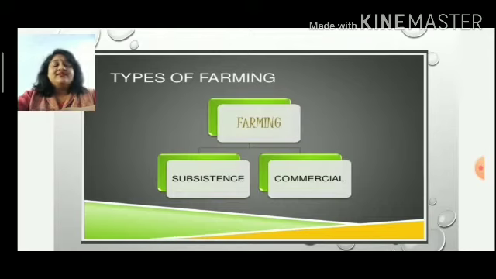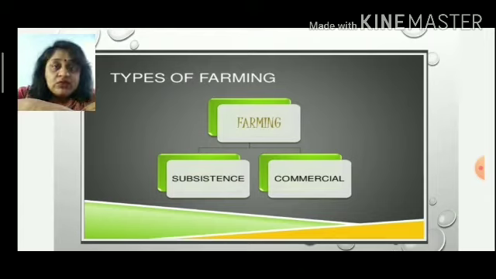Okay, the second part of this type is primitive subsistence farming. Okay, it includes shifting agriculture, shifting cultivation and nomadic herding.